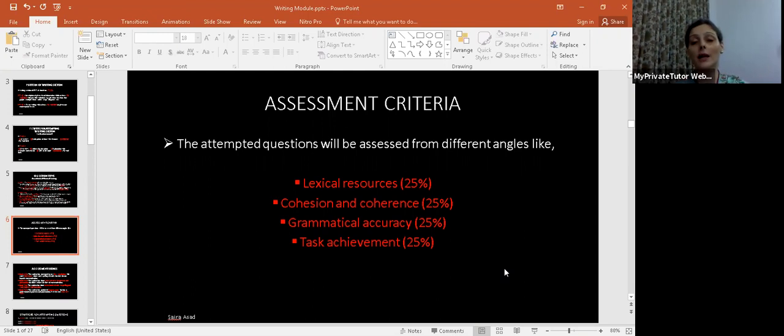So you have to practice it before going for your exam. You have to increase your vocabulary, use good words, and use the connectors. These are the things that will improve your writing and get you a good band.